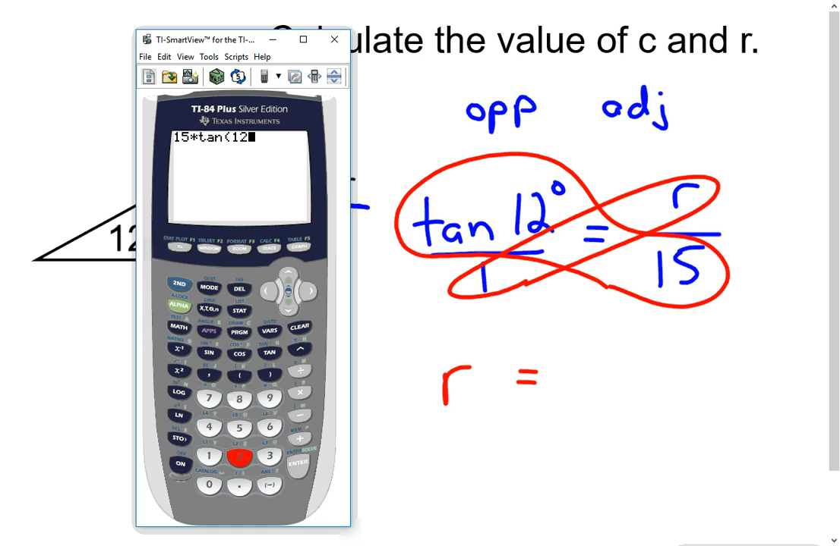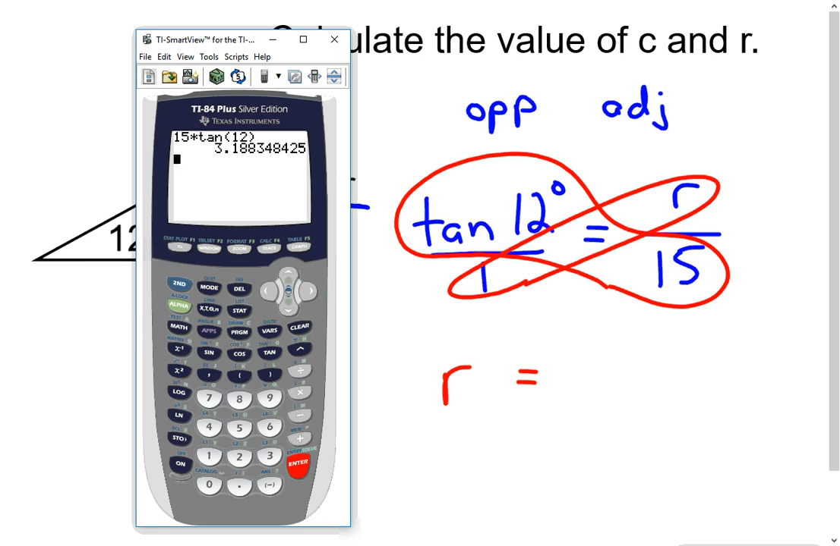Here, if I forget to close my parenthesis, not a big deal. I can close it, and then I push enter. So I find out that R is 3.19. I'm going to go with the approximation. Now, I'm going to leave this up here because this is why I like to do the number first.